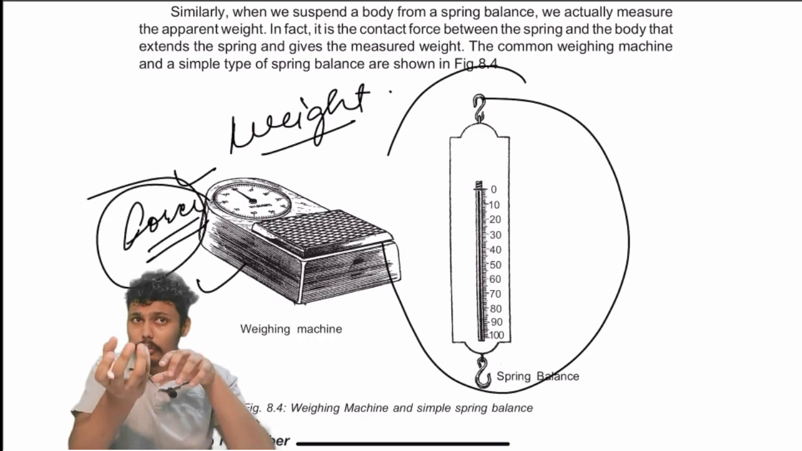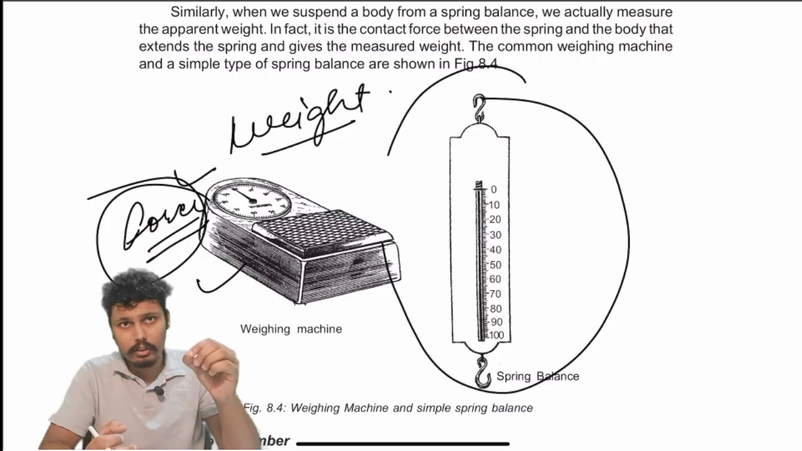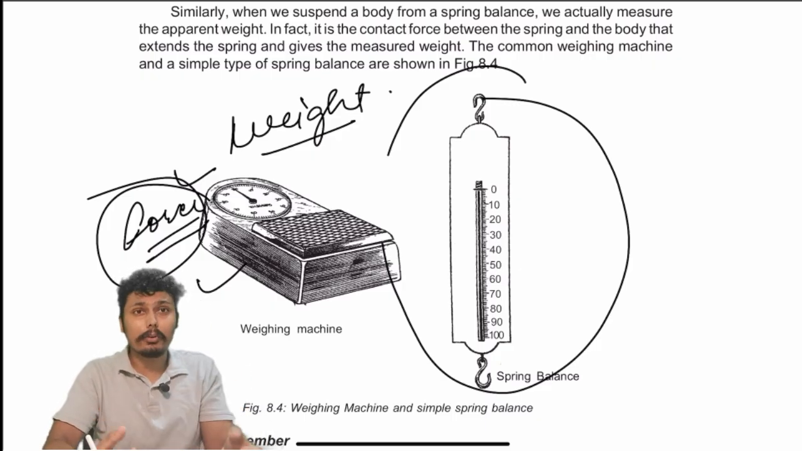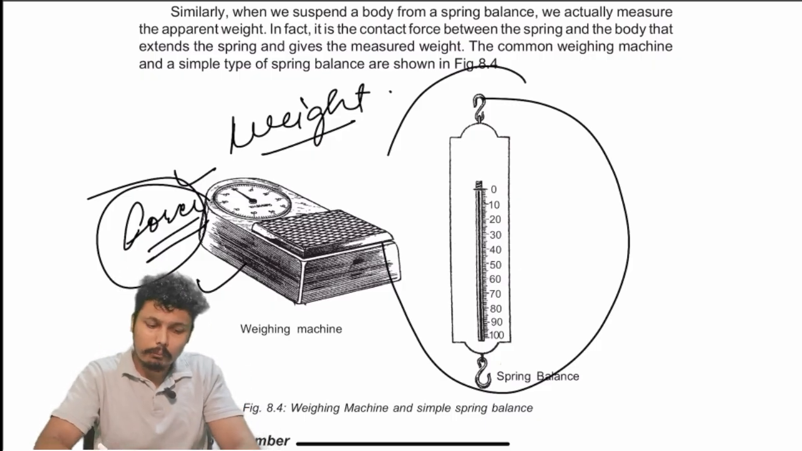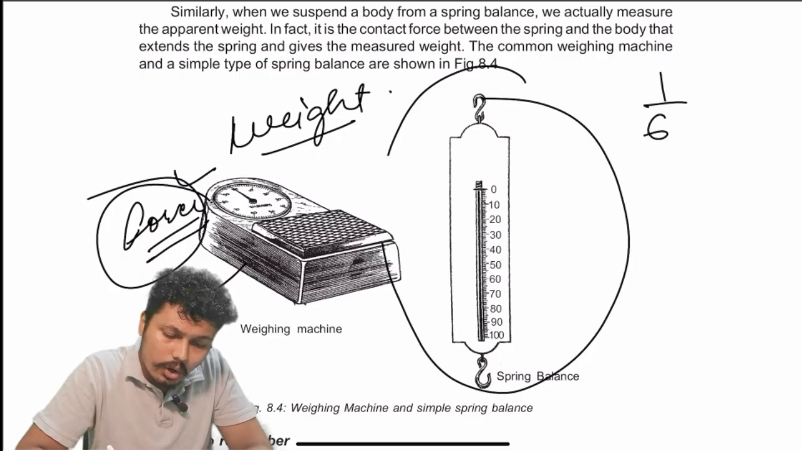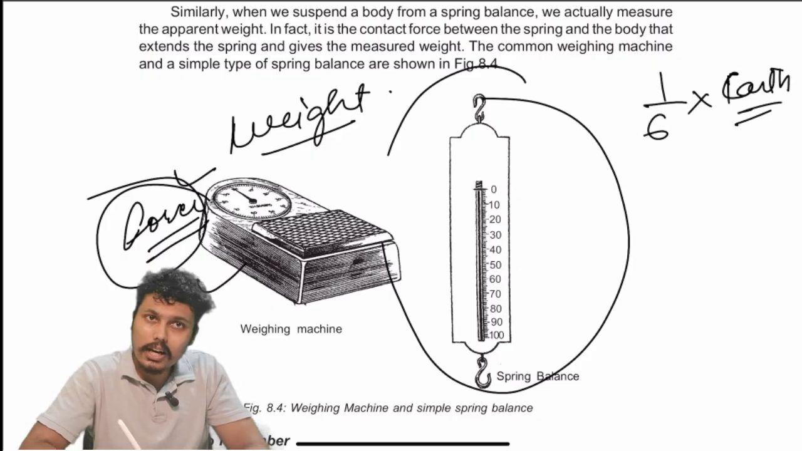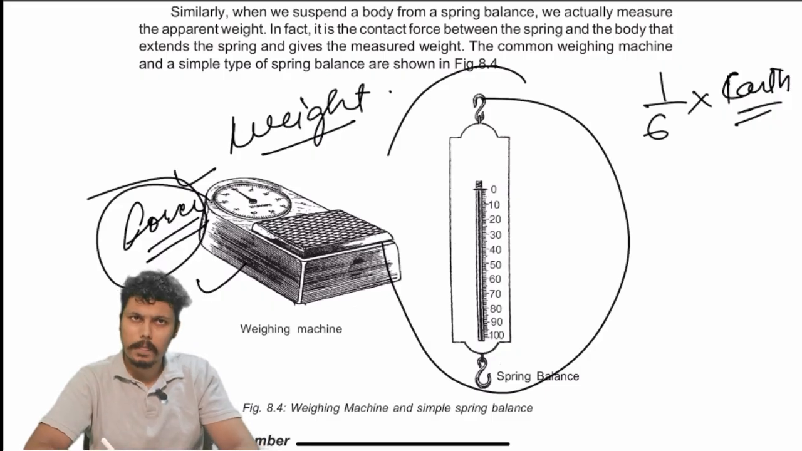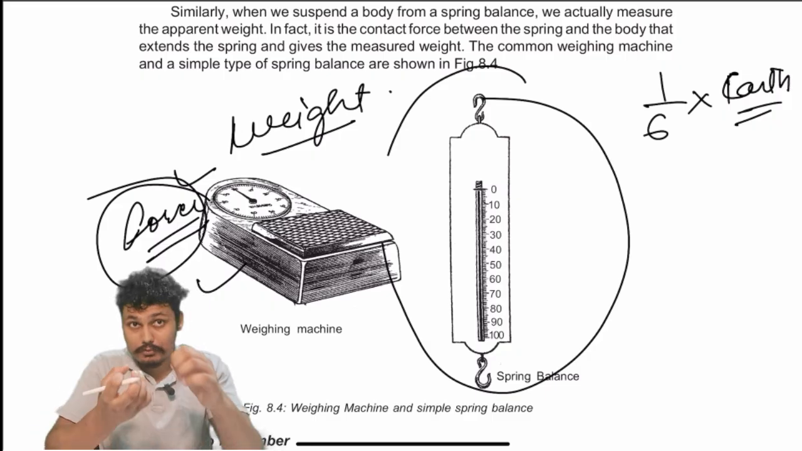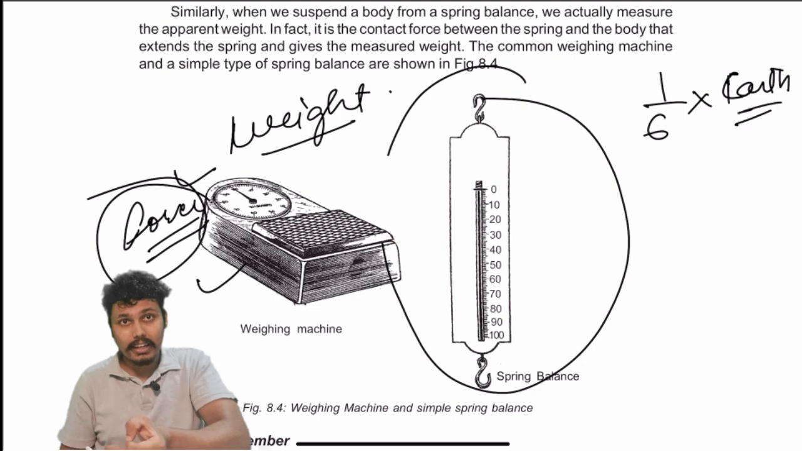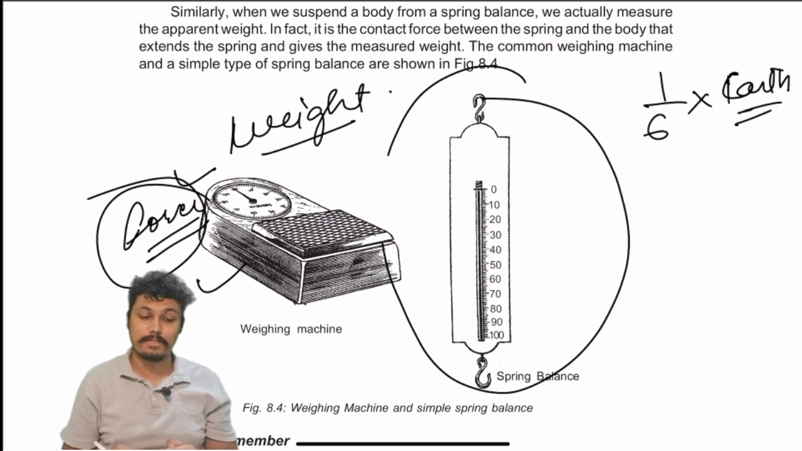That's why, on the earth, which has more gravity than the moon. Why, sir? The moon is small, so it will have less gravity. The moon's gravity is about 1/6 that of the earth. So on the moon, the force will be less, so the weight will be less. Are you getting the point?